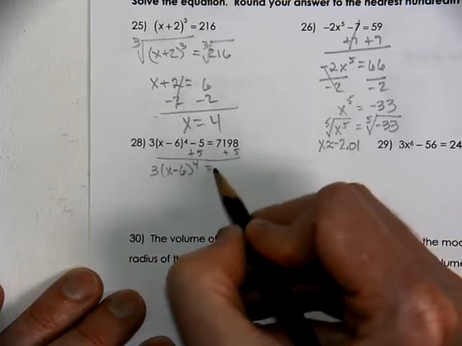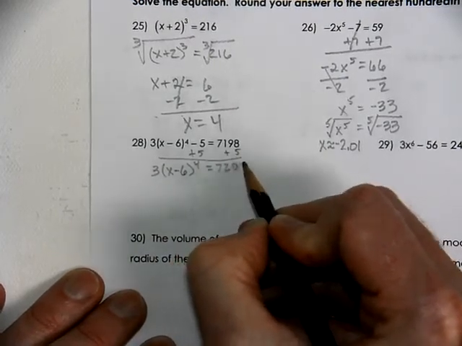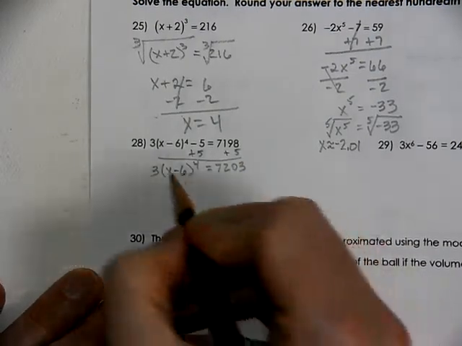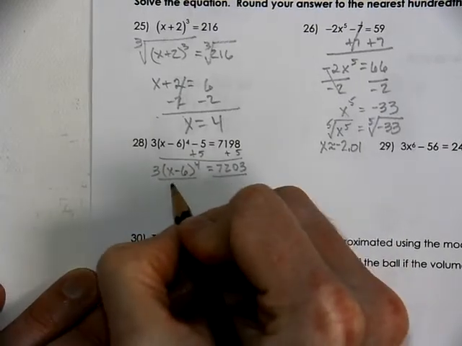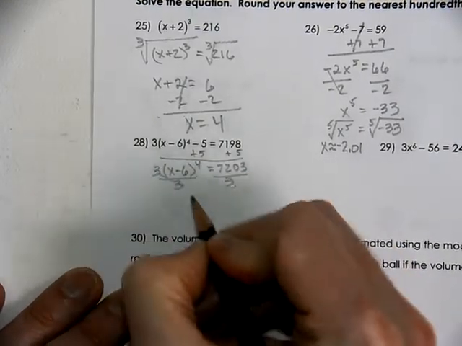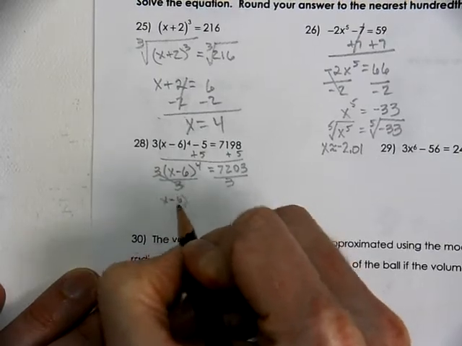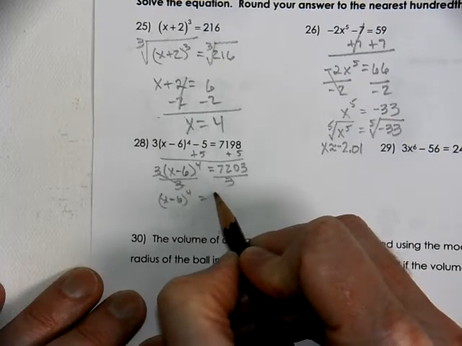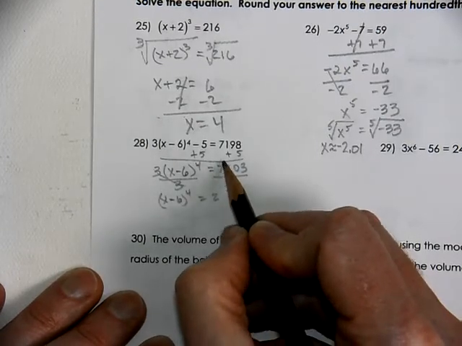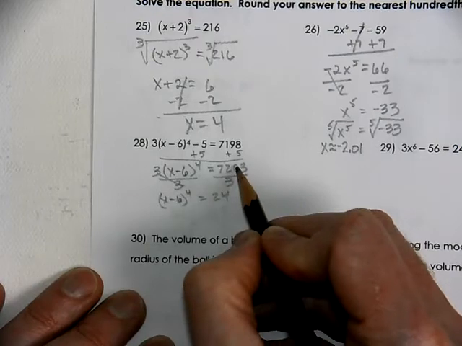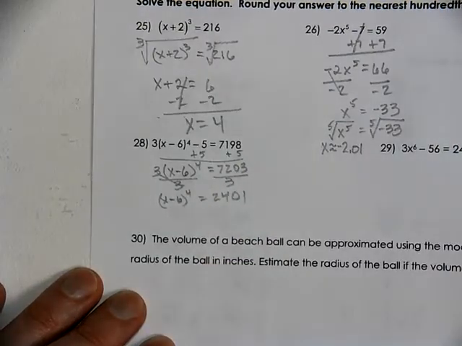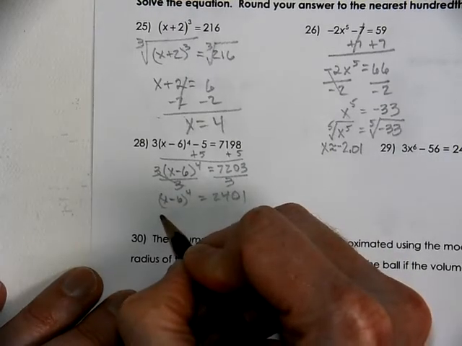We add 5 to this. So we get 27.03. We're going to divide both sides by 3. So we get x minus 6 to the 4th power. 3 goes into 7 twice. There's 1 left over. 3 goes into 12 4 times. Doesn't go into 0 and goes into 3 once.